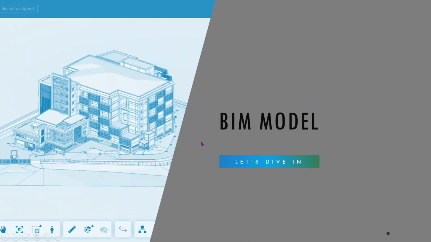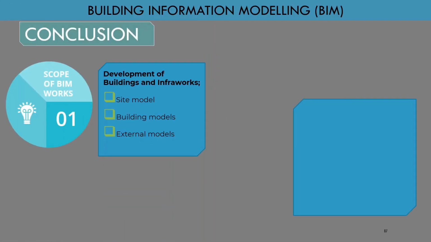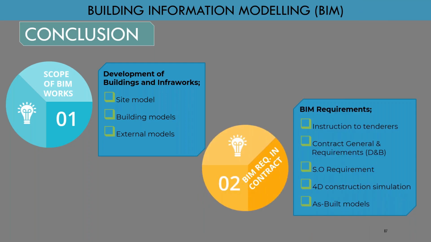Last part is the conclusion. So actually, the scope of BIM works ni, it needs to cover the site model. So for civil, your infra punya tu will be under external model. Site model ni will be under architects. Building model for the structure. And then you need to make sure the building document must follow the ITT CGL for design BSO requirement for the construction simulation and SBIT model.